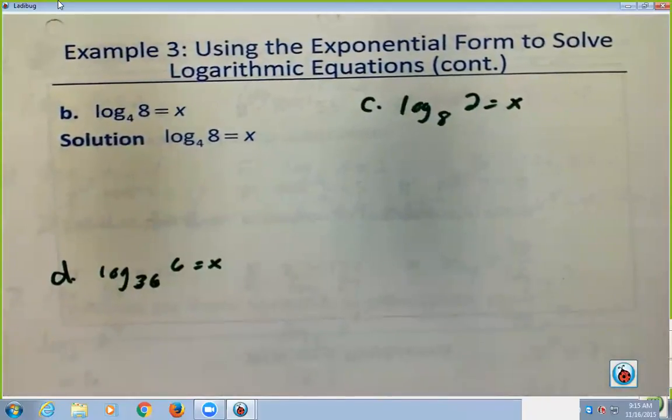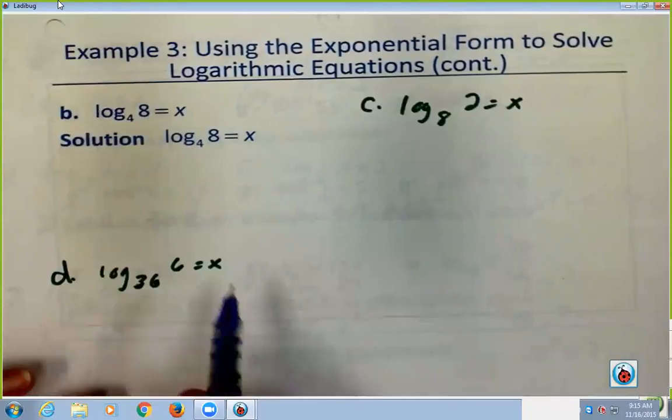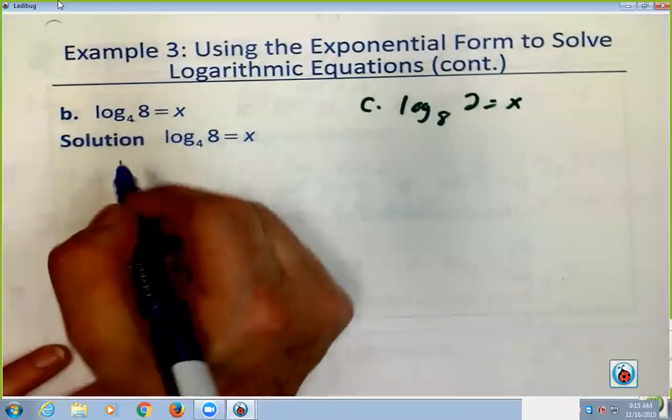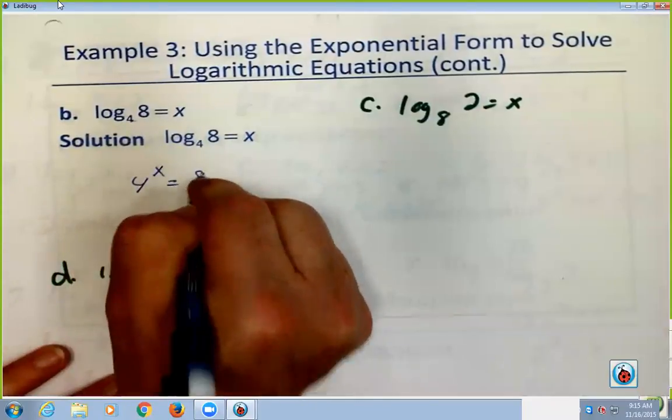So we've got log base 4 of 8 equals x. And I got a few of these in here so that you get an idea of what you've got to do with them. So put it back into exponential: 4 to the x is equal to 8.